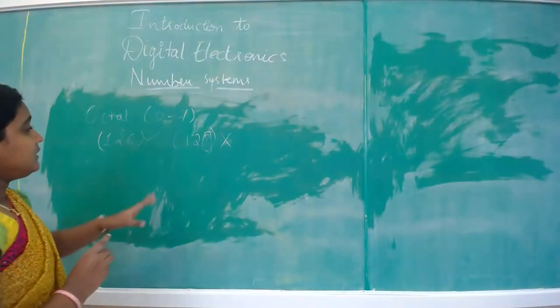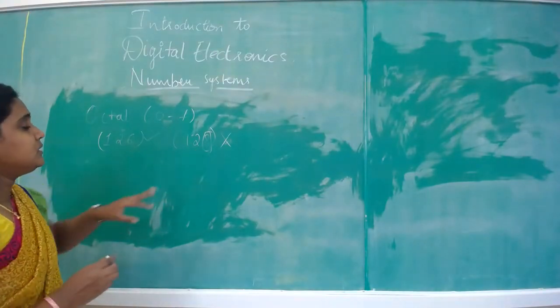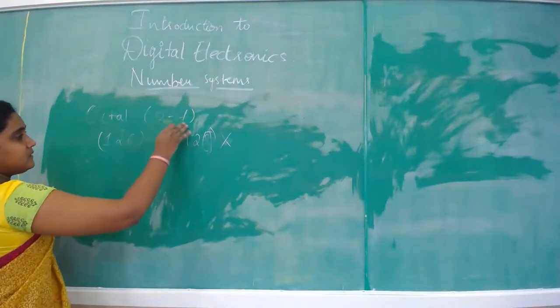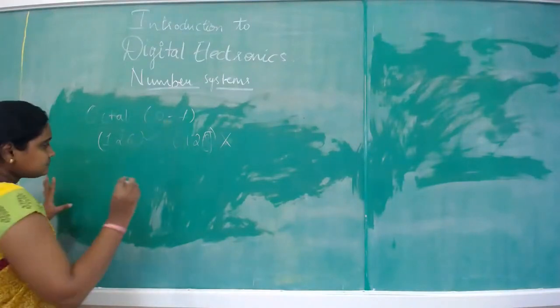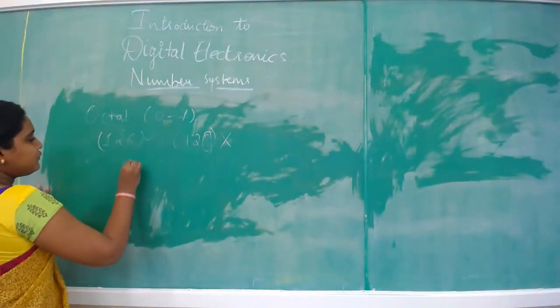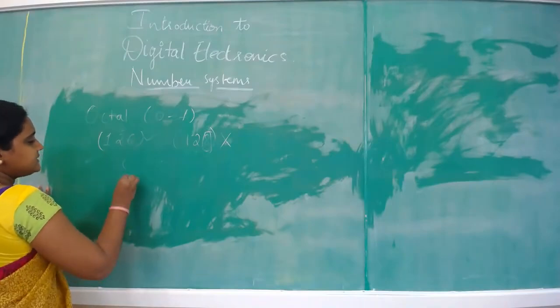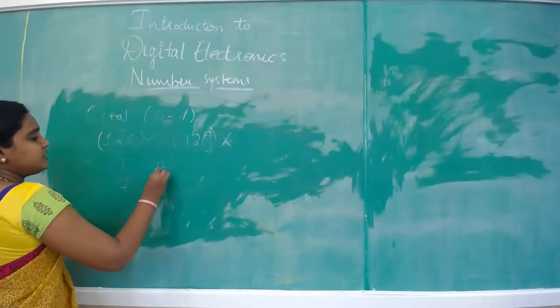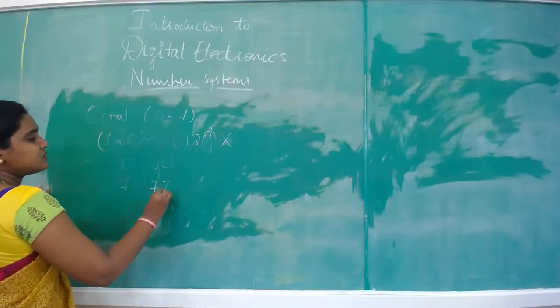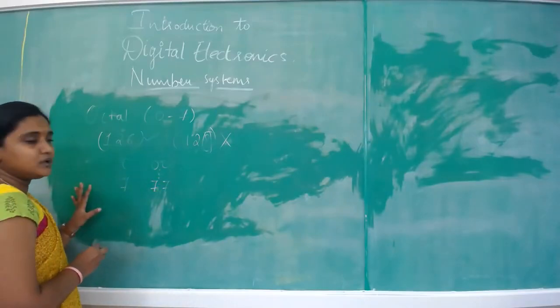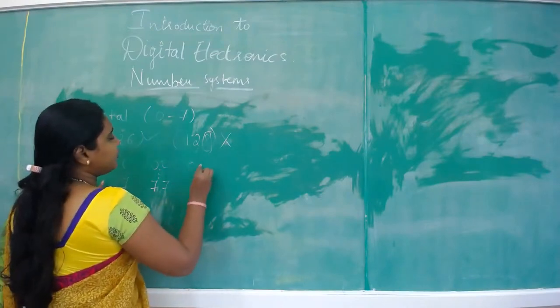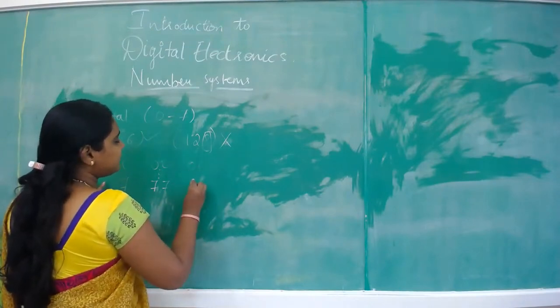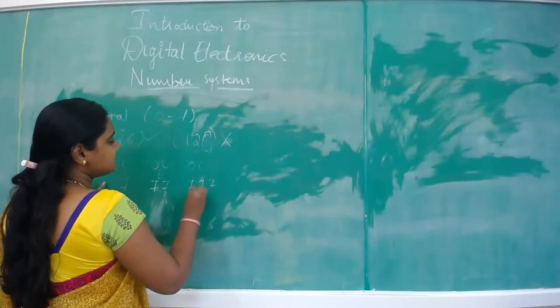So you can write the numbers only up to... if you want to write the number system of only one digit, then 0 to 7 you can write. If you want to write 2-digit numbers, then 0 to 7 you can write. If you want to write a 3-digit number, then you can write 0 to 777.